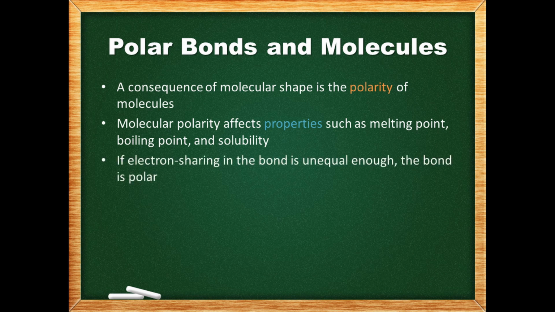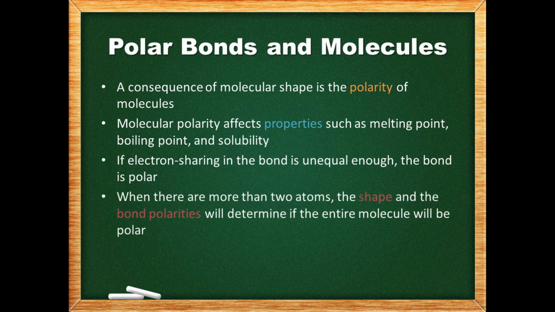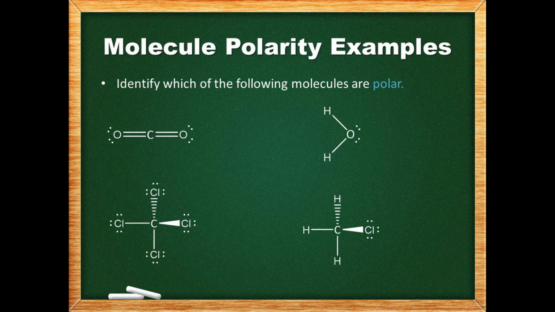We've already learned that if electron sharing in a bond is unequal enough, due to delta EN, then the bond is polar. This makes determining if a 2-atom molecule is polar straightforward enough, but when there are more than 2 atoms, the shape and the bond polarities will determine if the entire molecule is polar. Let's jump straight into some examples.